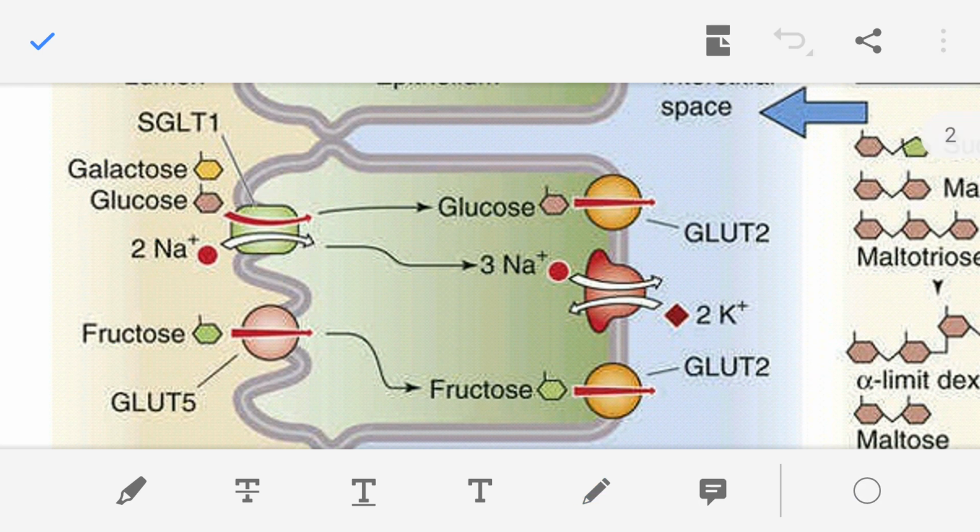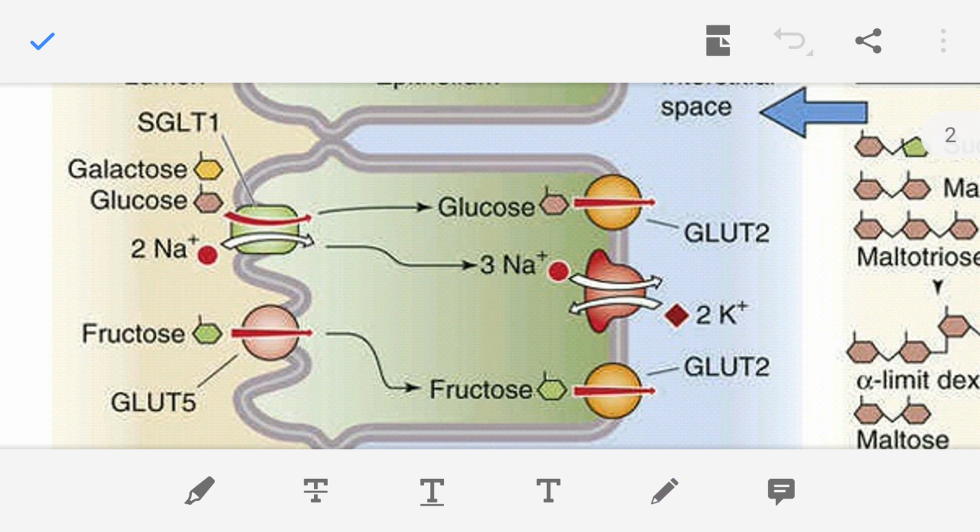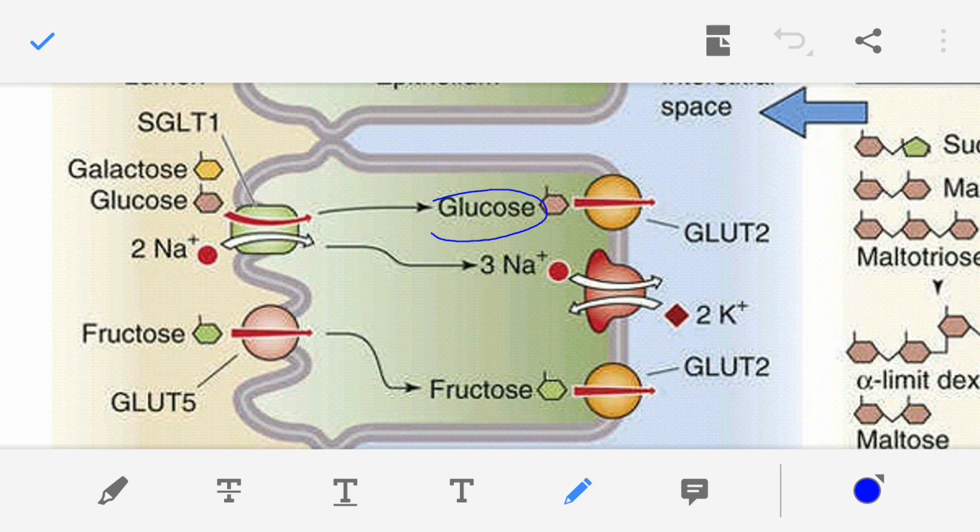So this SGLT1, we know how, along with the Na+ ion, due to the electrochemical gradient, glucose is entering into the cytoplasm of the enterocyte cell. Now from the cytoplasm, this glucose is transported outside by another carrier protein, that is GLUT2. And this blue color is the interstitial space. So in the interstitial space there is now glucose.